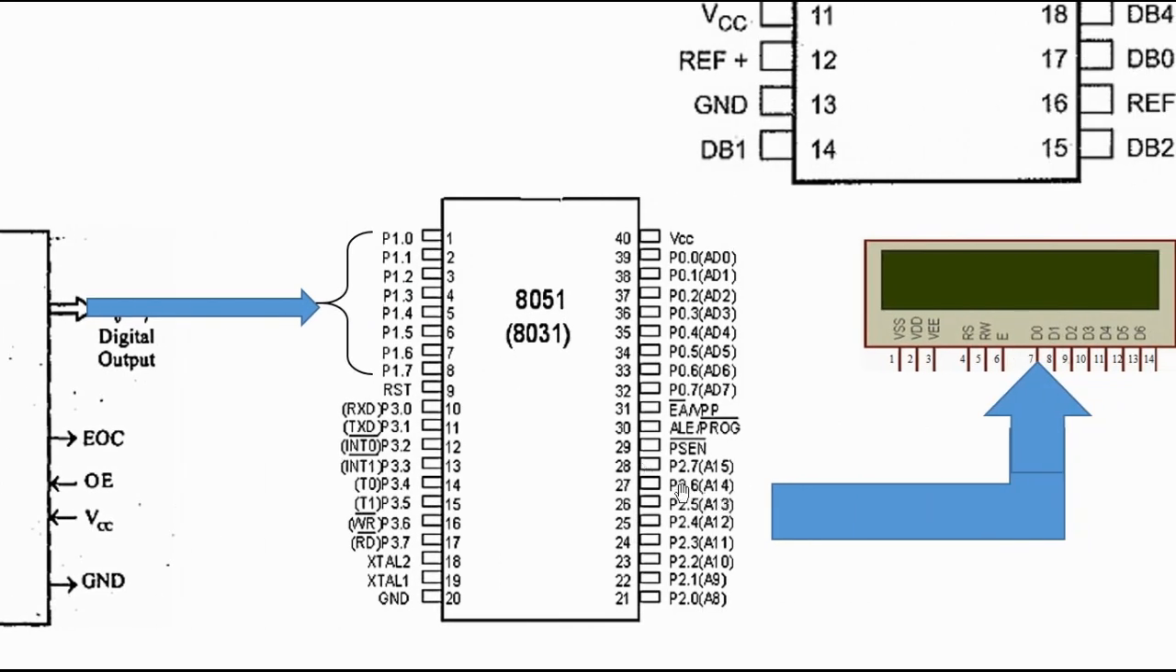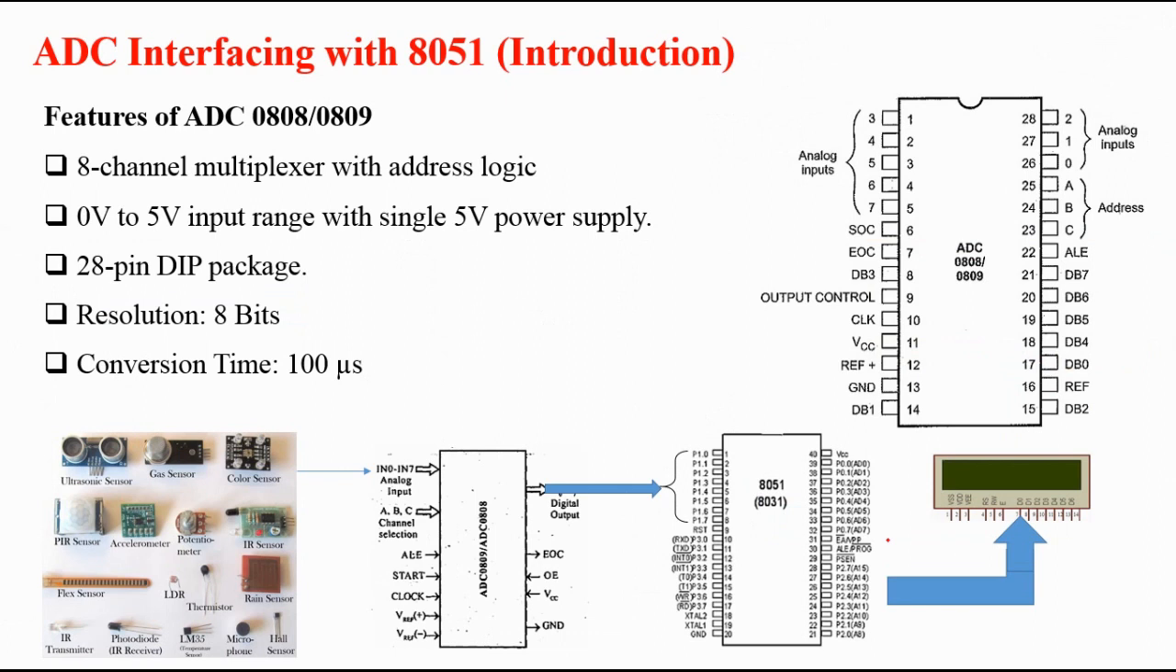Now after that, if you want, you can display the data, that is, let's say, temperature, on the LCD. So in this way we are going to interface the analog sensor, and this ADC will convert that signal into digital, and then this digital value will be given to the microcontroller. The microcontroller will process that digital value with reference to the program inside it, and then the data, that is, let's say, temperature, will get displayed on this LCD display like this.